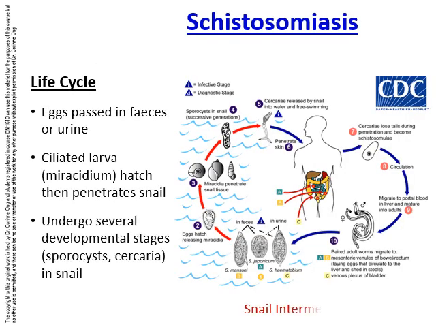Infected humans pass eggs in their feces or urine into the environment. Ciliated larvae hatch, then penetrate the snail intermediate host. They undergo several developmental stages in the snail and are released into an aquatic environment as free-swimming cercariae.